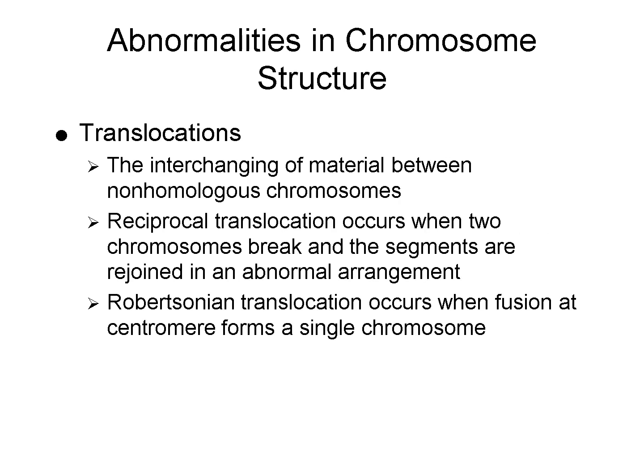Translocations happen when pieces of genetic material are exchanged between non-homologous chromosomes. In a reciprocal translocation, 2 different chromosomes break and swap segments, leading to an abnormal arrangement. In a Robertsonian translocation, the fusion occurs at the centromere, combining 2 chromosomes into one. These changes can disrupt gene function and sometimes lead to genetic diseases or disorders.